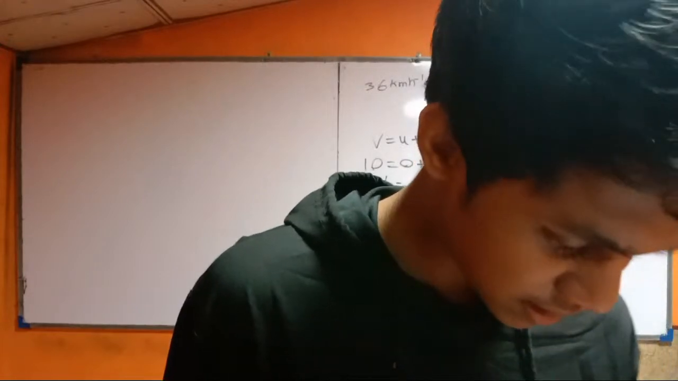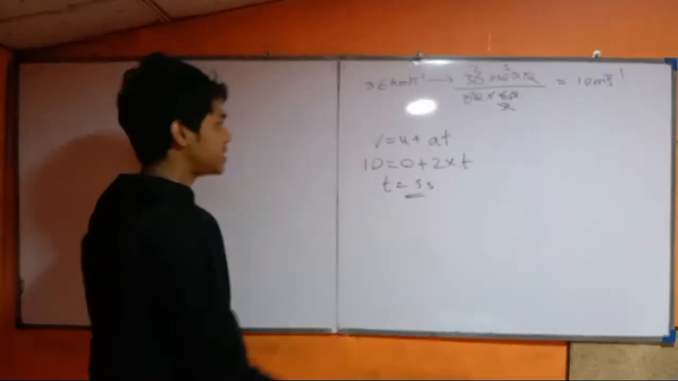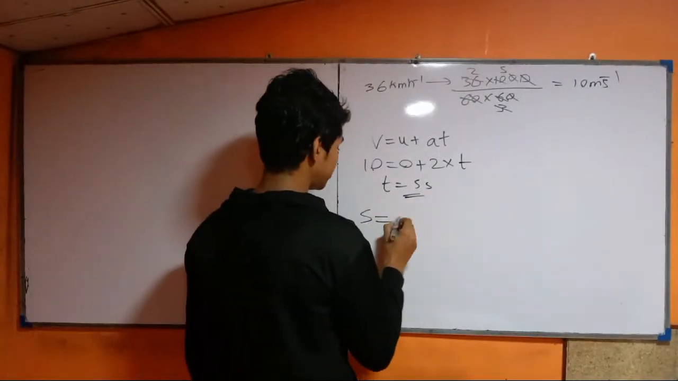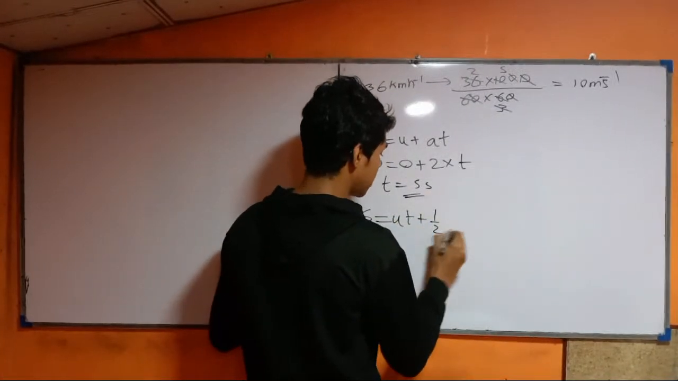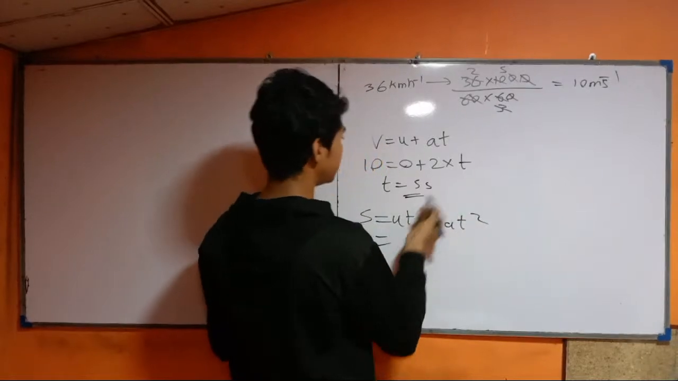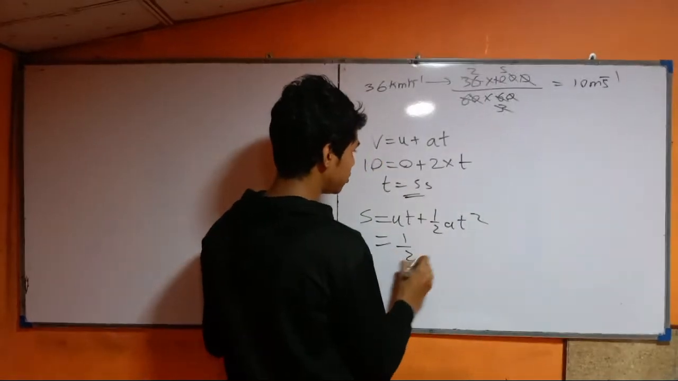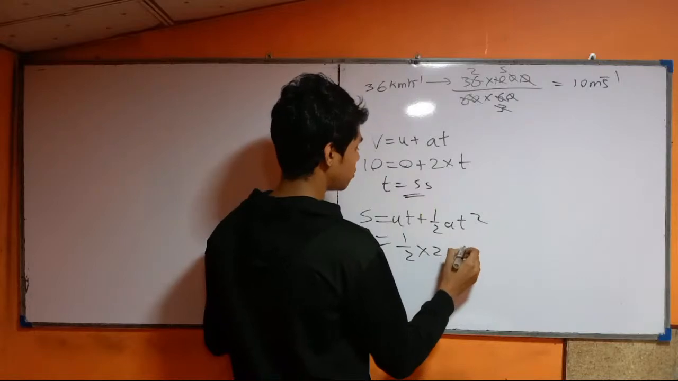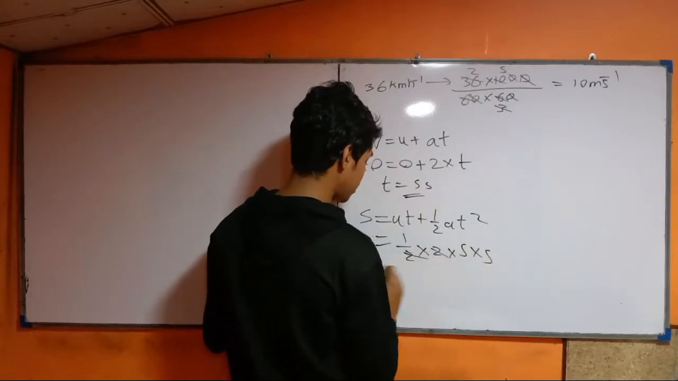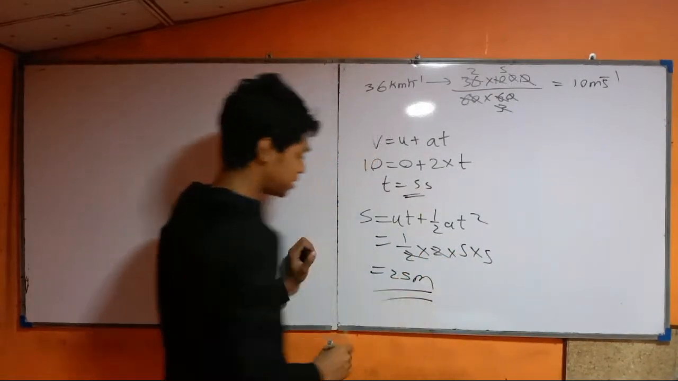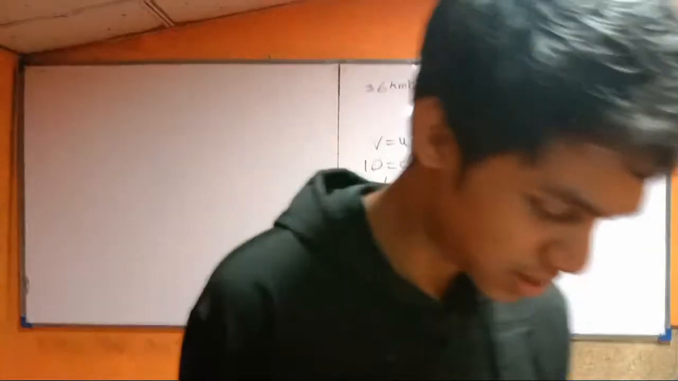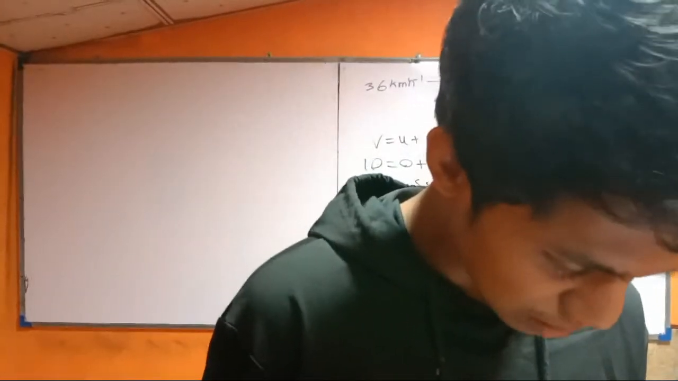After that, the distance traveled you can find. S equal ut plus half AT square, or whatever you can apply. Initial velocity 0, then half into 2 into 5 into 5, 25 meters. Direct answers, easy questions. Then question number 5.